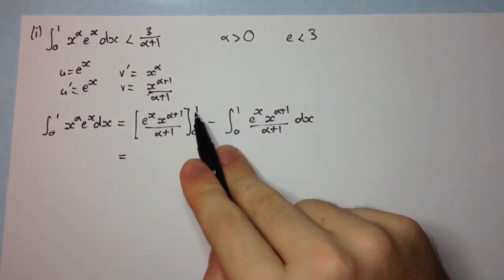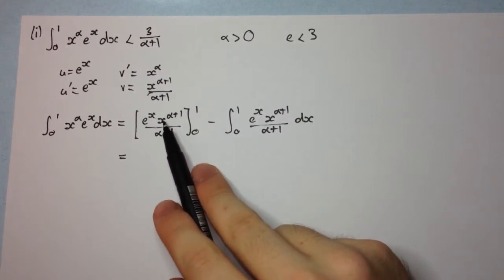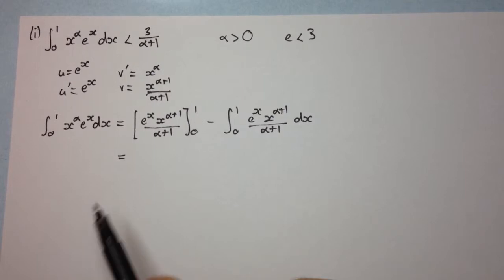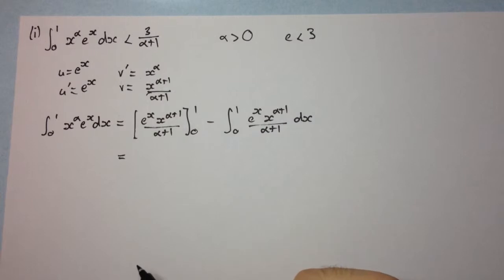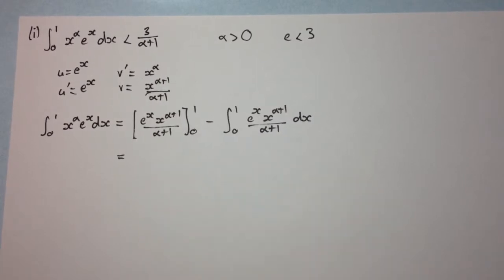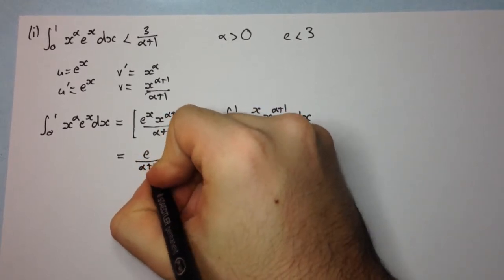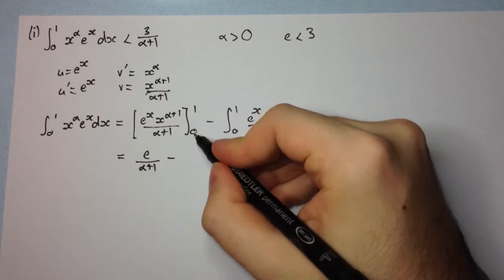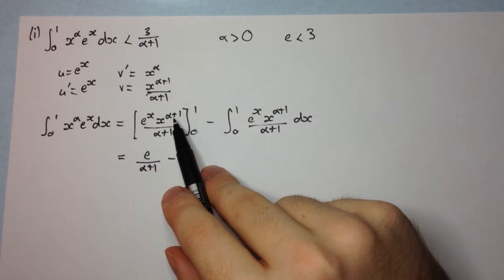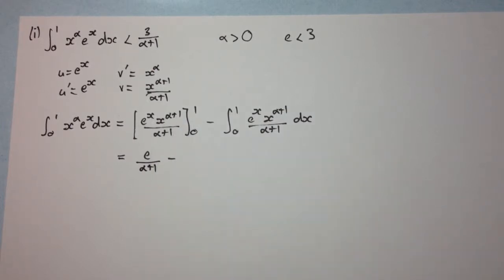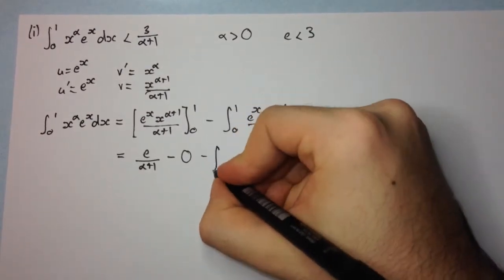So when we substitute 1 in, we're going to get e to the power 1, so that's just e. So we're going to have e times 1 to the power of alpha plus 1. Well, 1 to the power of alpha plus 1 is going to be 1, because 1 to any power is 1. And then over alpha plus 1. So we're going to have e times 1 over alpha plus 1, which is e over alpha plus 1, minus, when we substitute 0 into here, this will become 0 to the power of alpha plus 1, which will become 0, and so the whole term is going to be 0. So this is going to be minus 0. Okay, and then minus this integral.